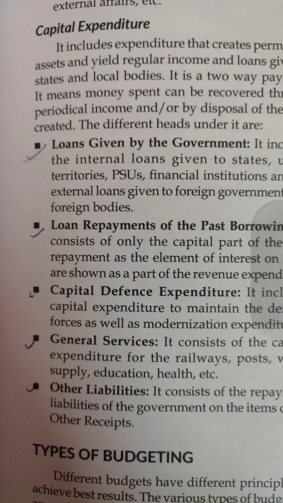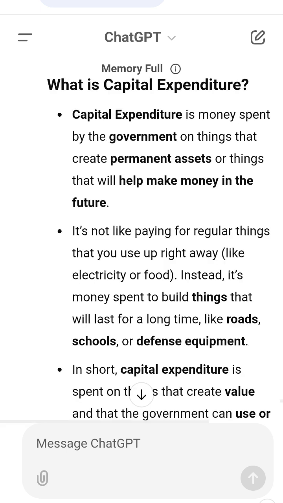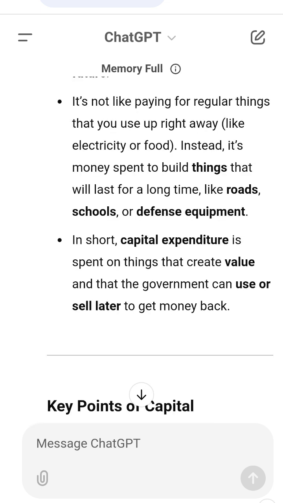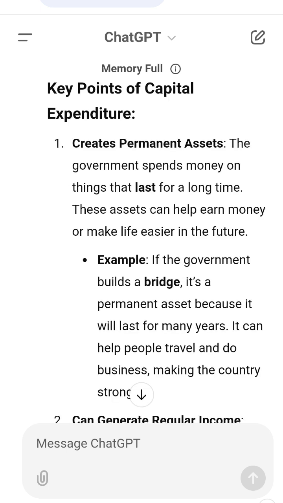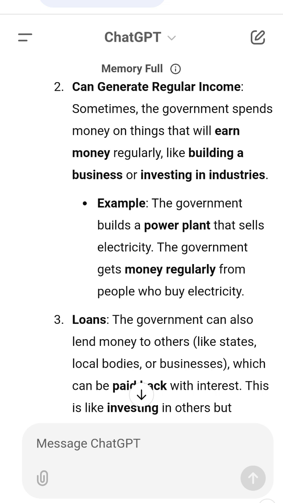5. Other liabilities. This category includes things the government has to pay back in the future for capital receipts, money the government borrowed or received from selling its assets. For example, if the government sold some of its land to a private company, the money it receives is called capital receipts, but it might also have future payments or responsibilities related to that deal, which are included in this category. Example, if the government sells land to build a shopping mall, it might get money now, but it may have future costs like paying for maintaining public areas or services.